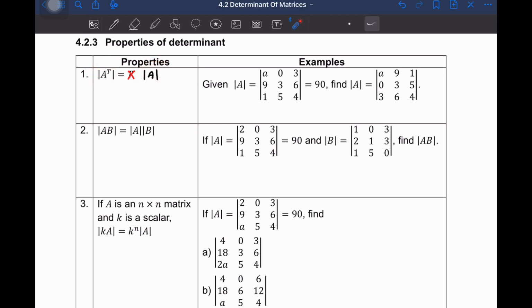Alright, so let's see an example over here. So we have matrix A. This is our matrix A. And then the determinant of matrix A is equal to 90. So we want to find this one. You need to delete this one as well. Sorry guys, there are a lot of typos. Okay, so once again, we have the determinant of A, which is equal to 90 over here.